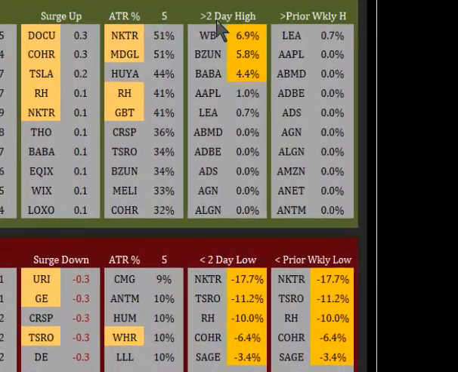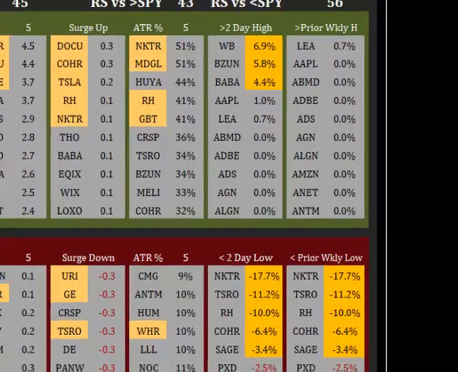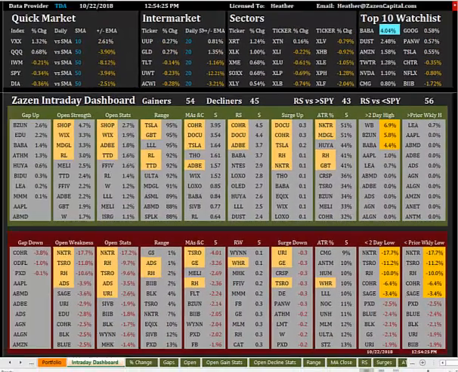Then we have greater than the 2-day high or the prior weekly high, pretty self-explanatory. When stocks break out above their daily highs, their weekly highs, their monthly highs, you can often get a very large move, or at least a strong trend. Not always, but the odds often favor that, especially if the market is also confirming that direction.